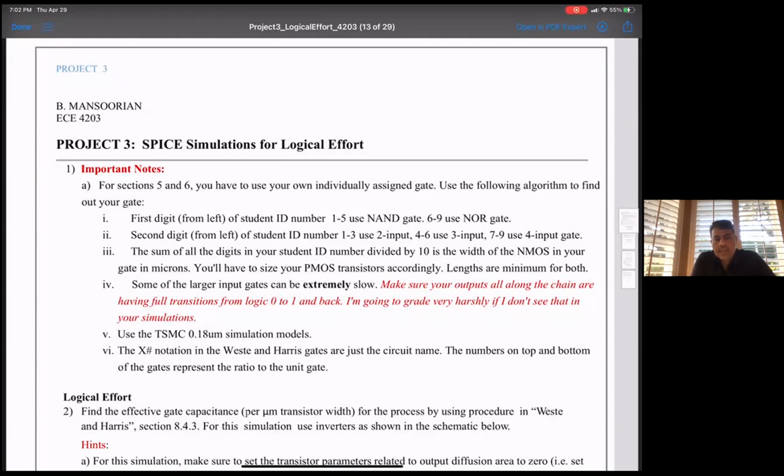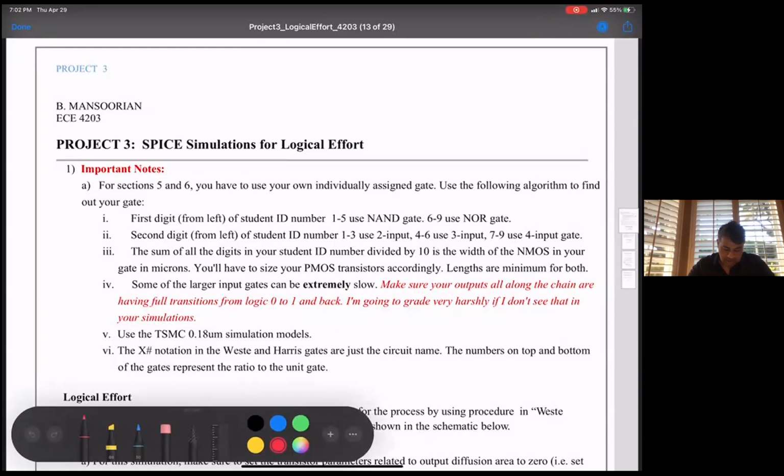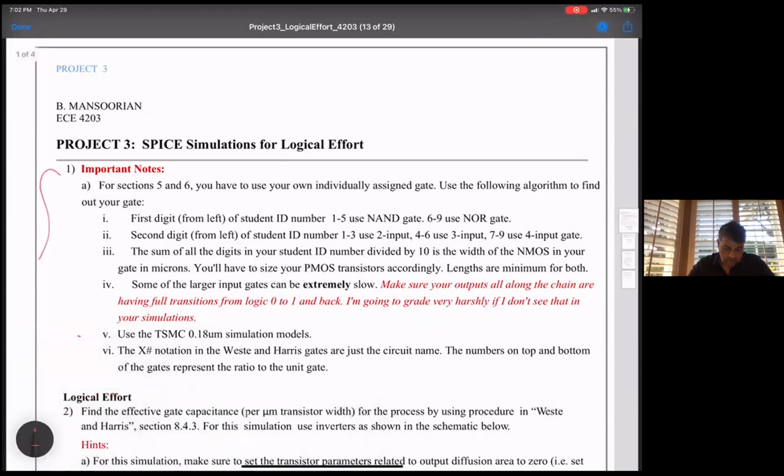I like it because I think it forces you to do a bunch of things which are useful. So let's first talk about the setup. These are the important notes I have. The first thing is that each one of you is going to have your own gate. Mathematically it's possible to have duplicates, but I'm sure there will be none.